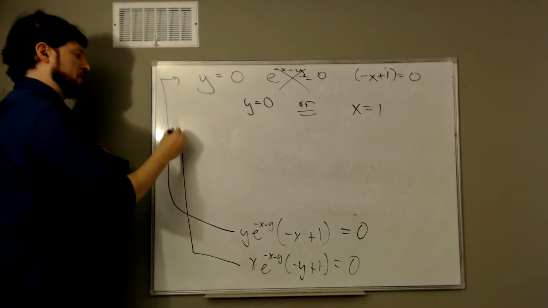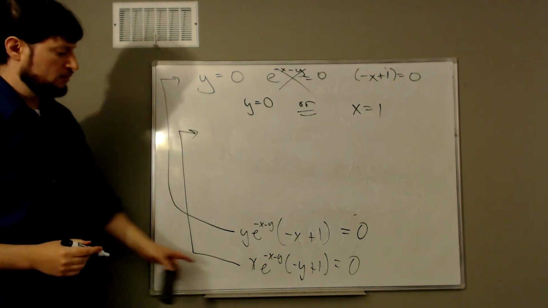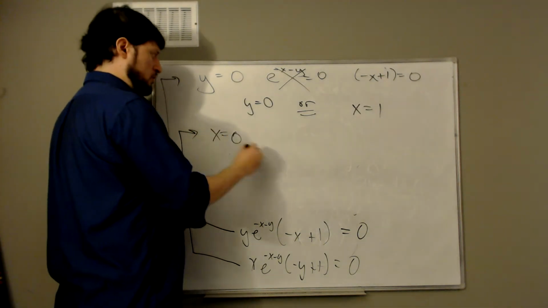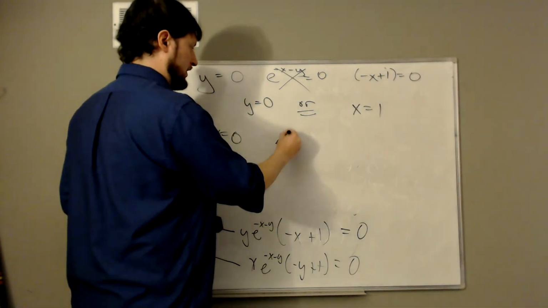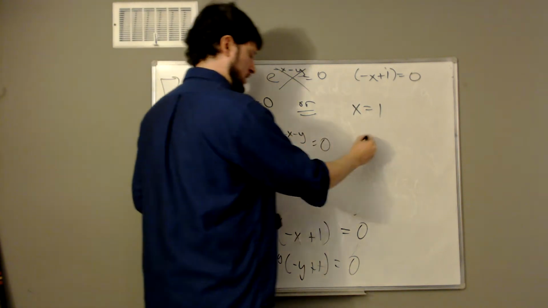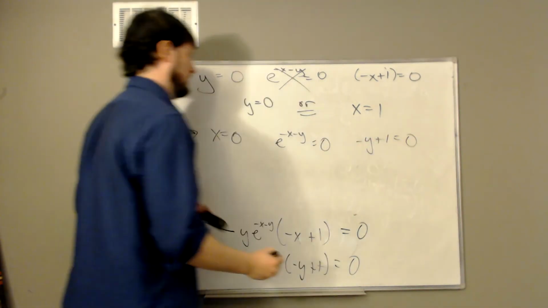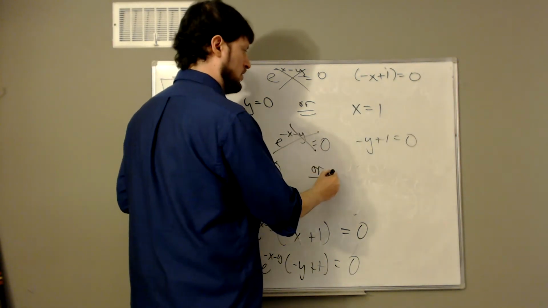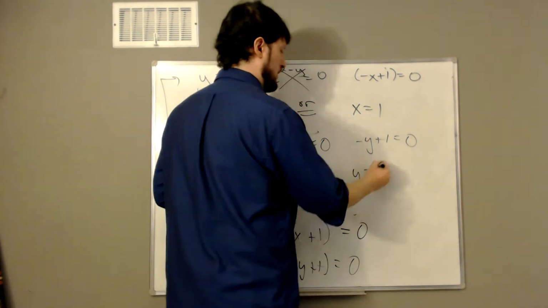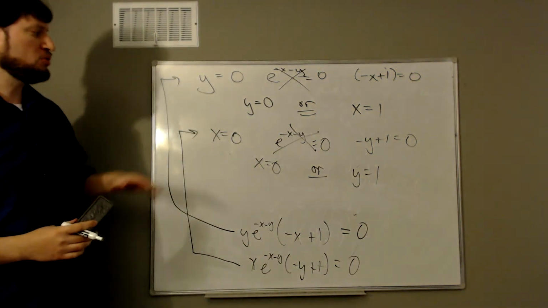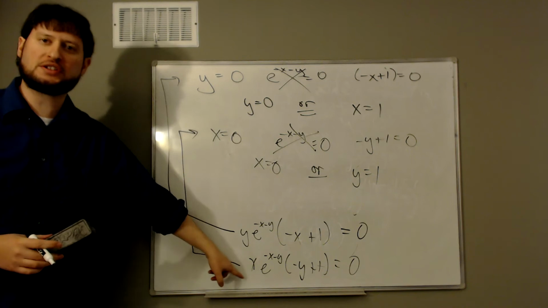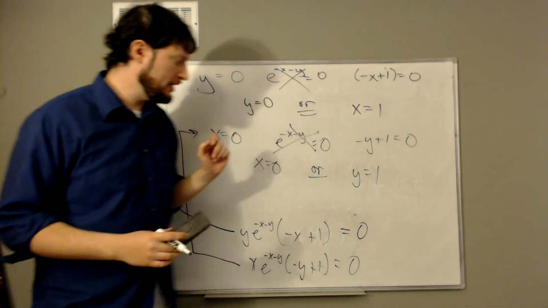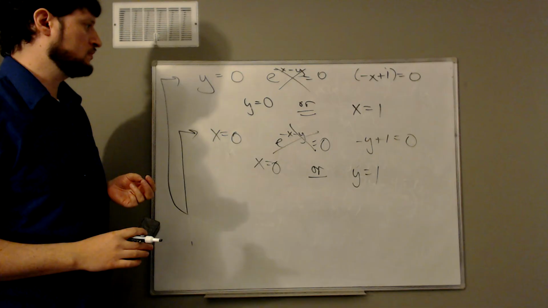Similar stuff, although different in the end, will happen with the second equation. This becomes x equals 0, e to the negative x minus y equals 0, minus y plus 1 equals 0. Which means that x equals 0, this one's out, or y is equal to 1. But remember, I need both of those equations to work, which means I have to pick something out of this or this, and something out of this or this.